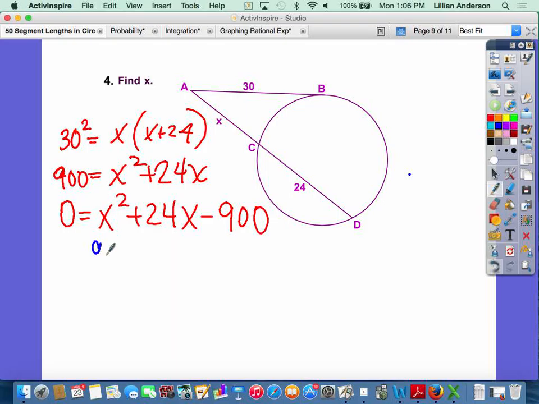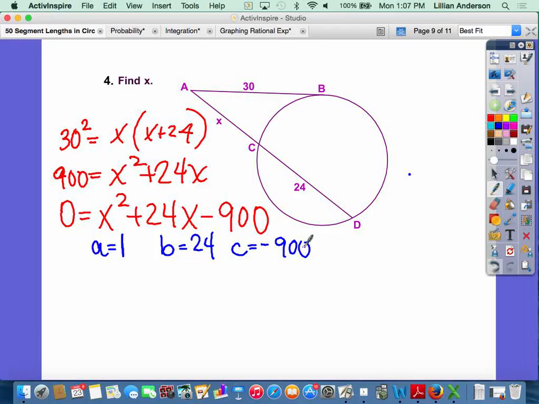A is the number in front of the x squared. B is the number in front of the x, and C is the constant at the end. So it would still be the same if x squared was at the very end. Whatever's in front of the x squared is still the A. So what is A in this case? 1. I know some people say 0. What is the number in front of the x? 24. And C is? Negative 900. The sign will go with it.